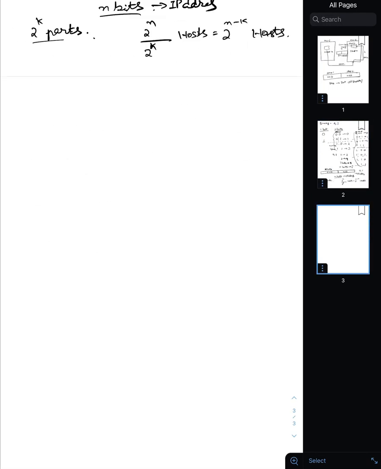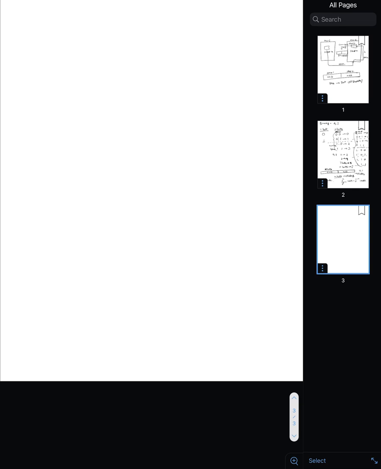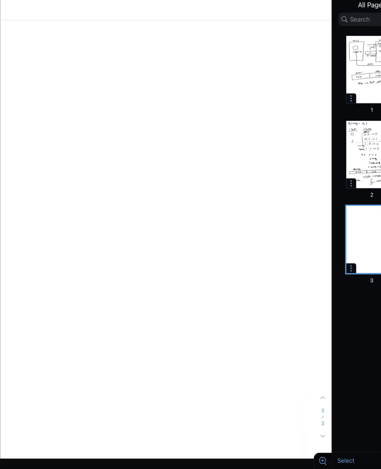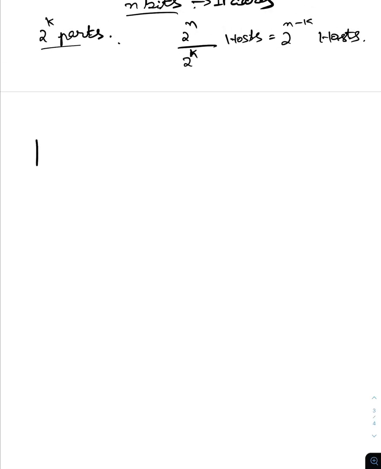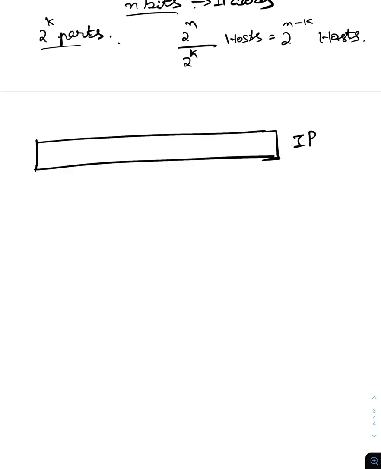So let's talk more on the IP address. As I told you before, the IP address is a set of binary numbers, and the total number of bits in IPv4 addressing is 32 bits. So it's a combination of zeros and ones of 32 bits.